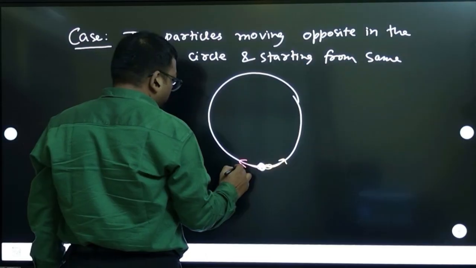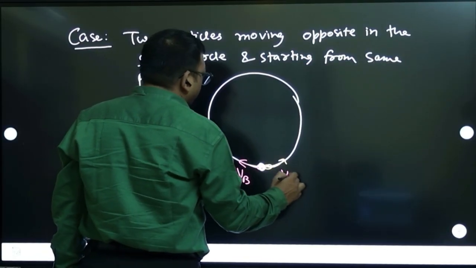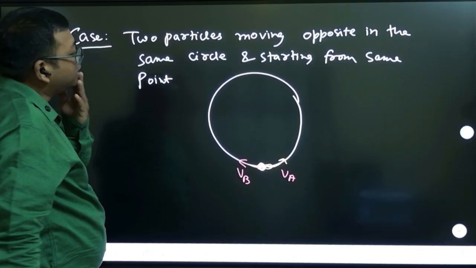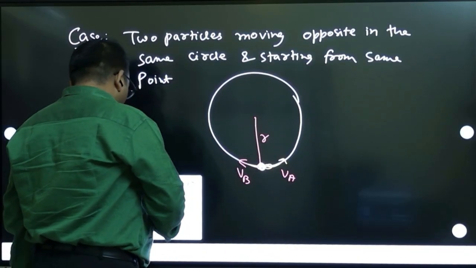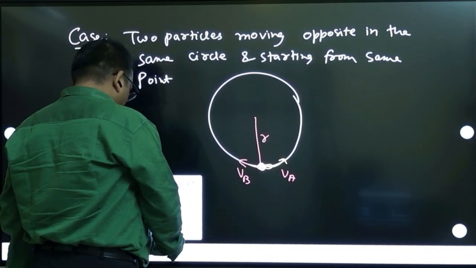This way it is going. So this is VB and this is VB. Now the thing is that they have different speeds, same radius. The radius is the same. Now suppose you consider relative velocity here.